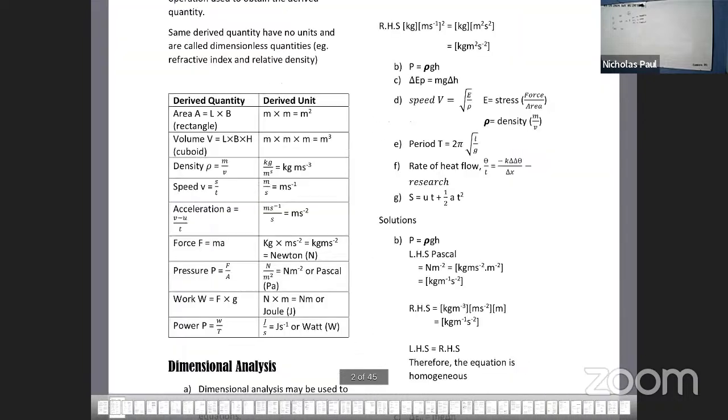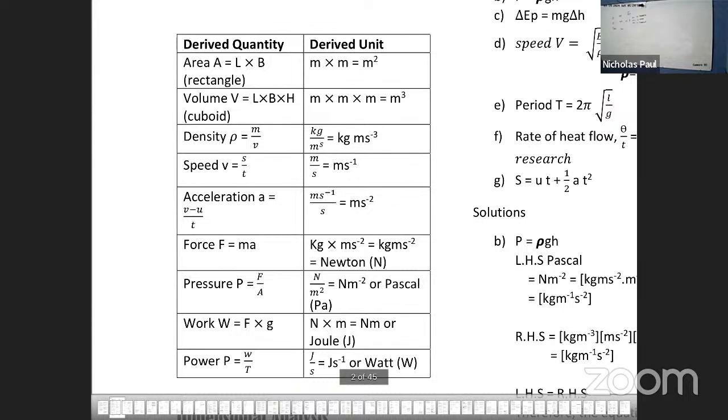Here we have some derived SI units, and for each one of them you should be able to find the SI unit. Do me a quick favor: write down density. There's something wrong here. What should it be? It should be kg m to the minus 3.